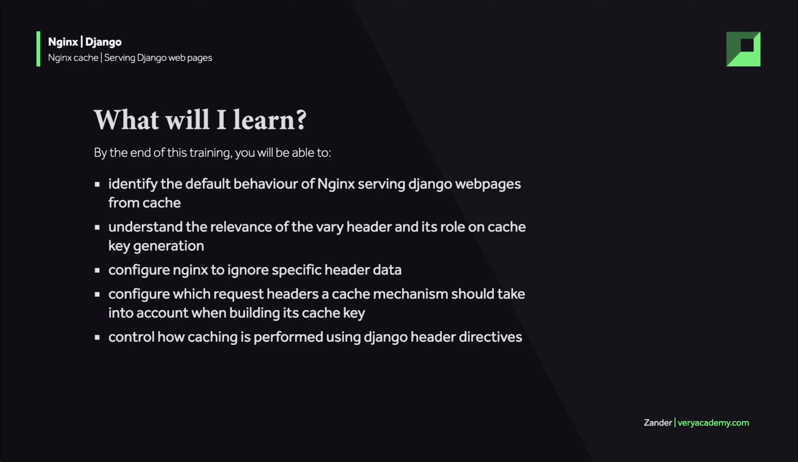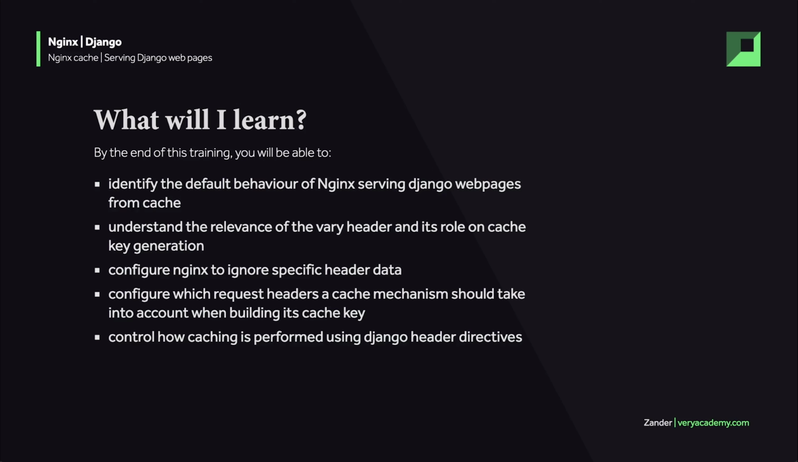My name is Xander. In this tutorial, we focus in on Nginx cache serving Django web pages. More specifically, we take a look at the Vary header and its role in cache key generation. And that's going to take us down a path where we start to look at configuring Nginx to ignore specific header data, and then it allows us to go a little bit deeper into more Django specifics.